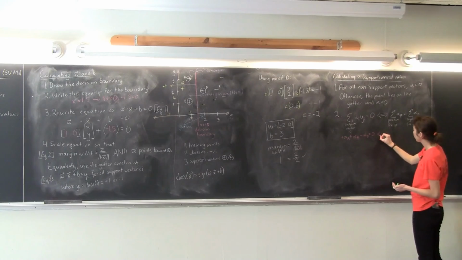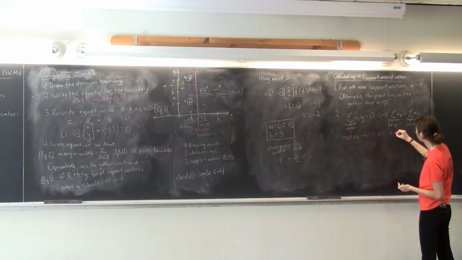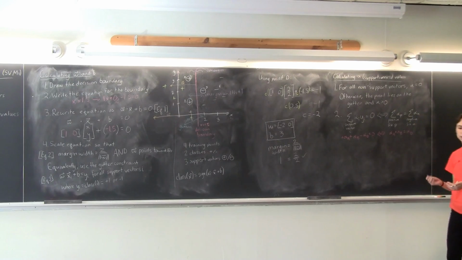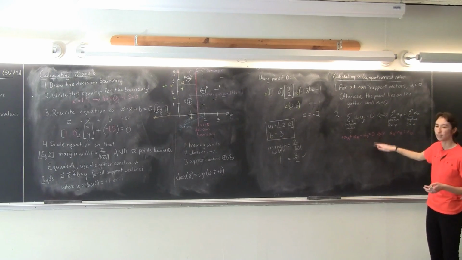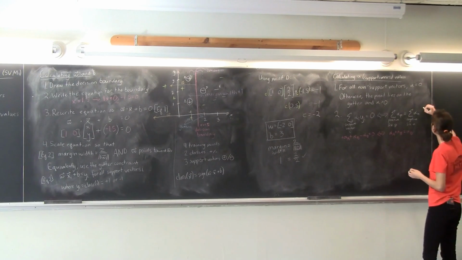And so I can say equivalently, it's the sum of the positive points' alpha values, so alpha A plus alpha B is equal to alpha D. And you can see that those are equivalent because we just moved D to the other side of the equation. So this will be equation 4.